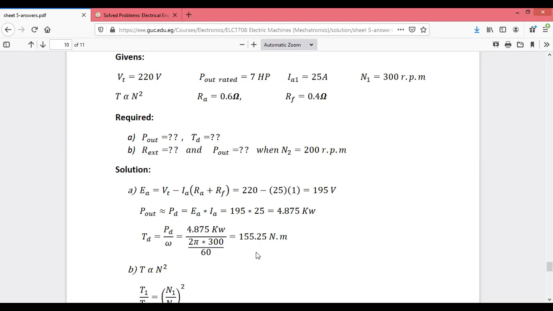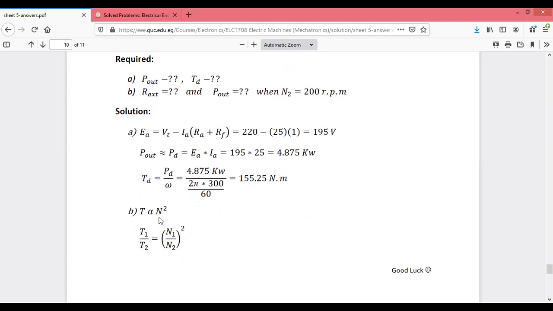Again, when we saw the characteristics for torque with speed and torque with armature current, we saw that torque is directly proportional to the armature current. It is directly proportional to the square of speed. So you can take tau 1 upon tau 2 proportional to N1 upon N2 whole square. So directly proportional, you can give the equality sign here.